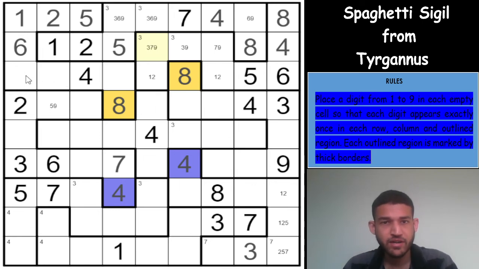So nice, we are setting all the digits now. So 1, 2, 4, 8, 5, 6. So this becomes 3, 7, 9. And 7 is eliminated here and 7 is eliminated here. So that's 7. That becomes 3, 9.